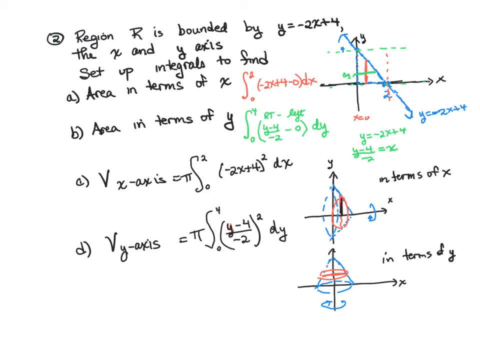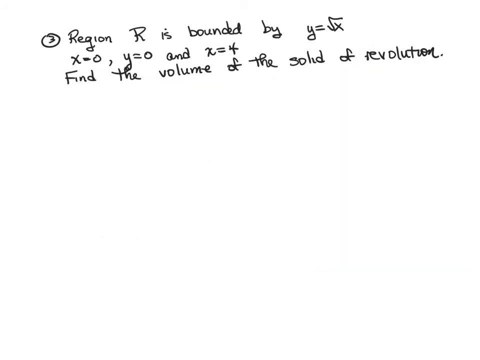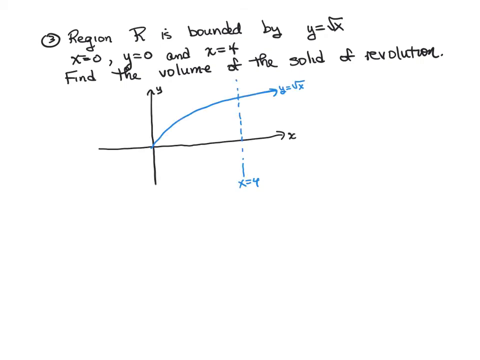All right, let's take a look at a more complicated one. This one I'd like to work out with you. Region R is bounded by y equals the square root of x, x equals 0, y equals 0, and x equals 4. Find the volume of the solid of revolution. So again, first sketch. y equals the square root of x is our square root function. x equals 4 is some vertical line to the right, and y equals 0 and x equals 0 are just the x and y axes. So the region we're talking about is this.